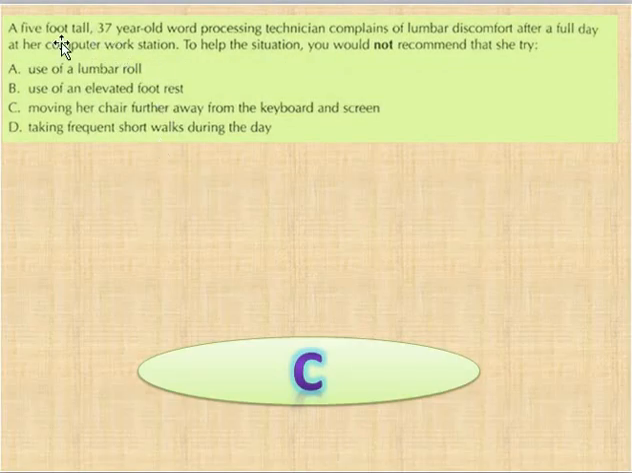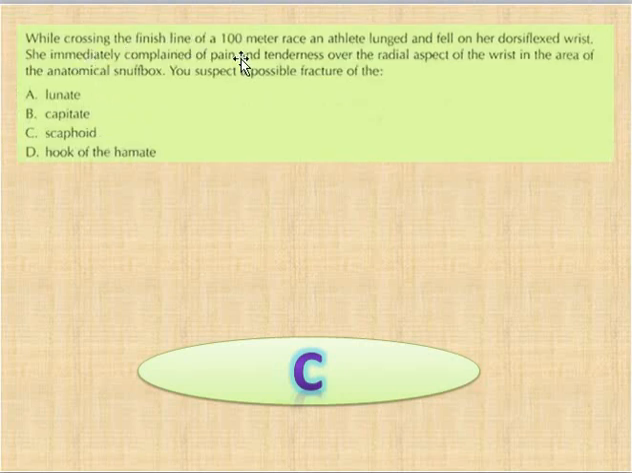A 5 foot tall, 37-year-old word processing technician complains of lumbar discomfort after a full day at her computer workstation. To help this situation, you would not recommend that she try option A, use of a lumbar roll, B, use of an elevated footrest, C, moving her chair further away from the keyboard and screen, and D option है taking frequent short walks during the day. ठीक है, और हमने क्या रिकमेंड नहीं करना पेशेंट को, मूविंग हर चेयर फर्दर अवे फ्रॉम द कीबोर्ड एंड स्क्रीन, दैट इज नॉट सूटेबल.